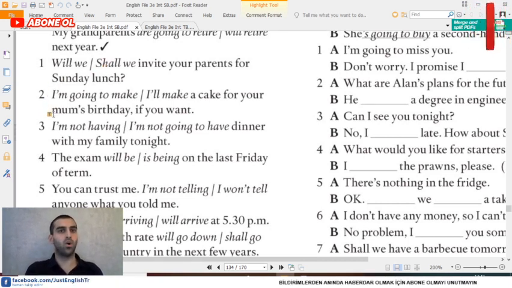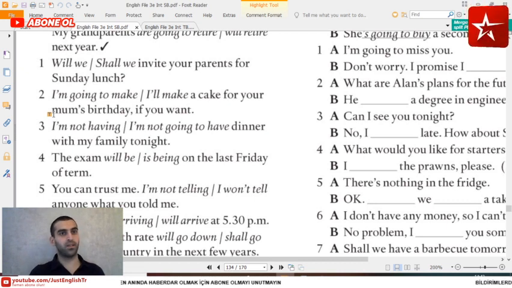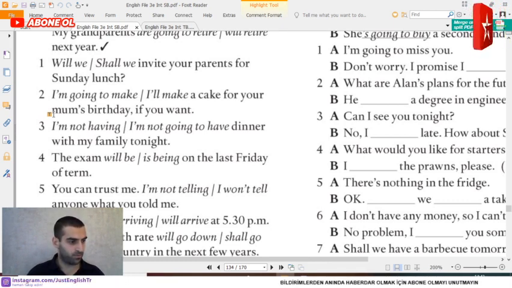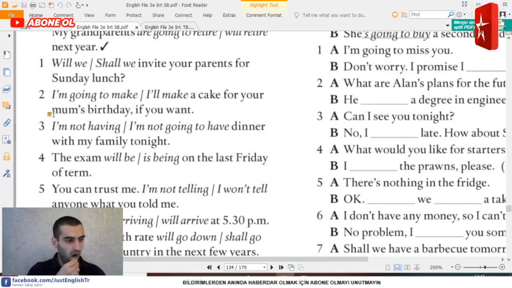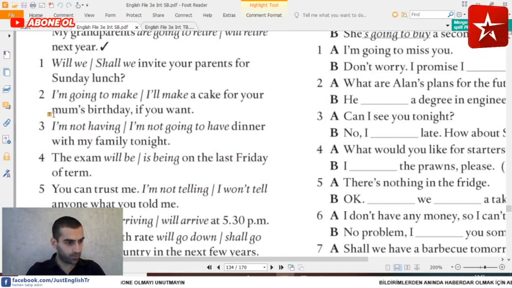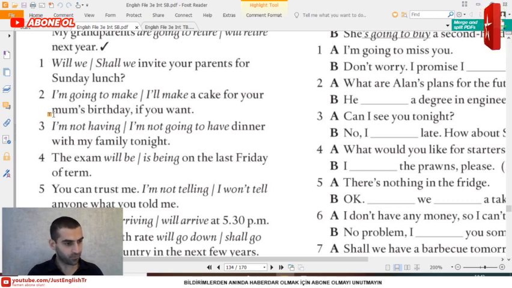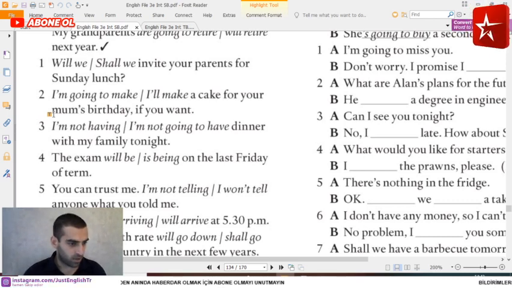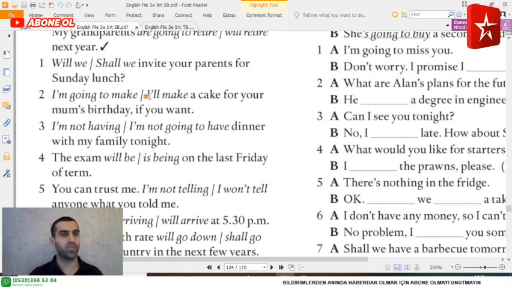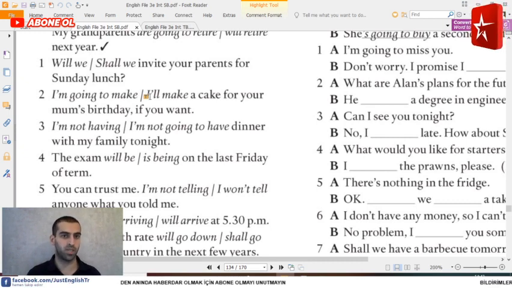Number 2, I am going to make, or I will make a cake for your mom's birthday if you want. Which one is correct for number 2? Tuko says will, Ceren says will, Azme says will, Ahmet Can Subaşı says going to, Merve says will make, Gamzenur will. Yes, the correct answer is will. I will make a cake for your mom's birthday if you want. Will, because if we are talking about instant decisions, we must use will.